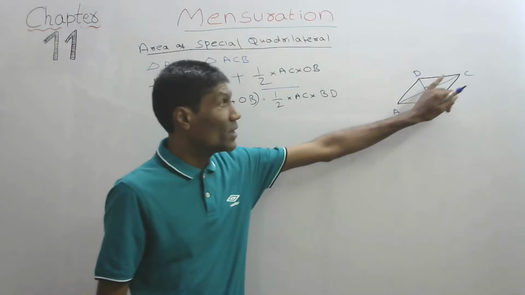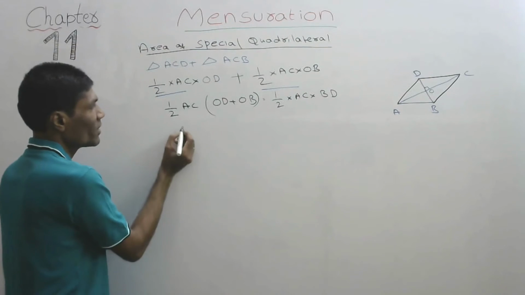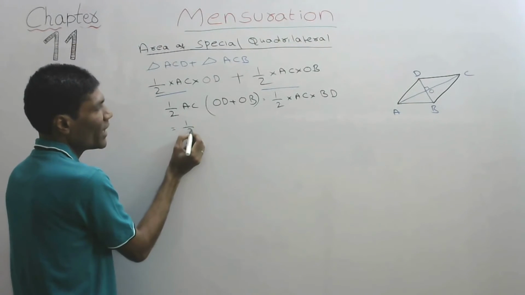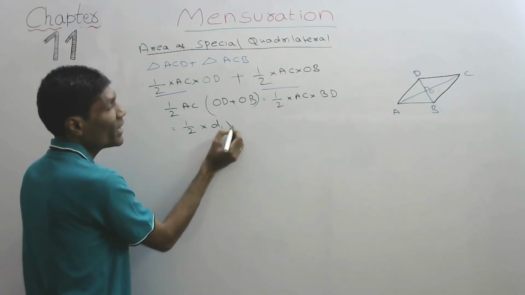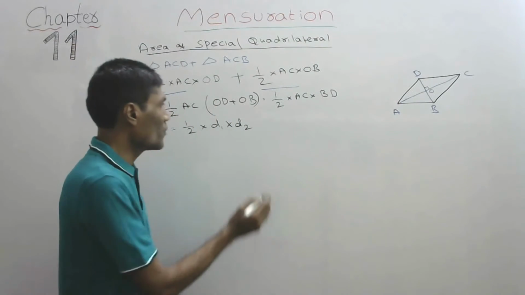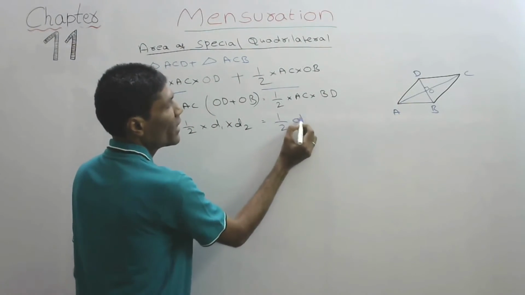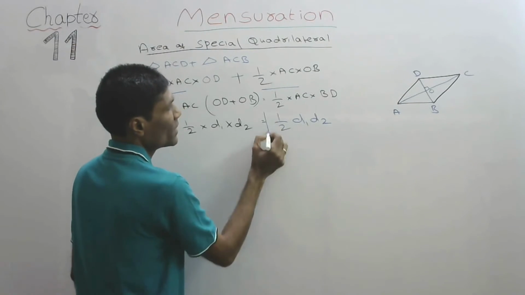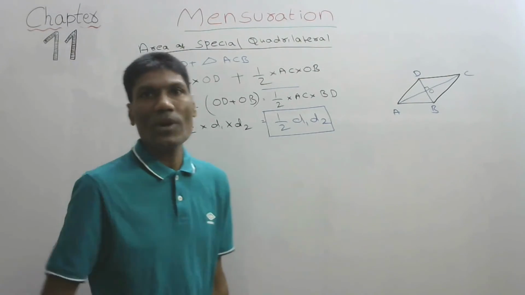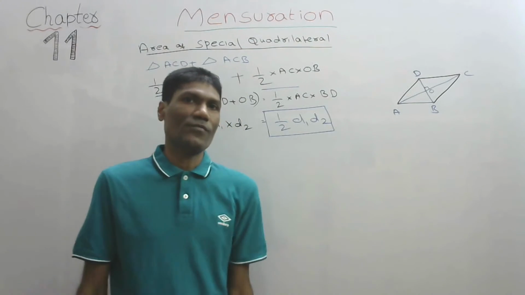So half into these two diagonals. Directly we can say the area of a rhombus is half into D1 into D2. These are diagonals, no? Half into D1 into D2. This is the area of a rhombus if the diagonals are given. So this is how we will find it.